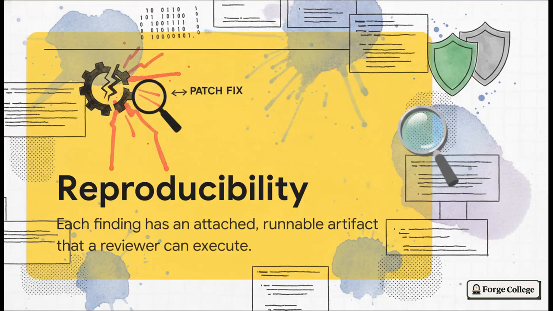Let's just define our gold standard right now, reproducibility. This simply means each finding has an attached, runnable artifact. Whether that's a test case, a proof of concept script, or a failing transaction trace, a reviewer has got to be able to execute it. Your downstream engineers must be able to run your code, watch the contract break in the exact way you promised it would, and then verify that their patch actually fixes the problem.